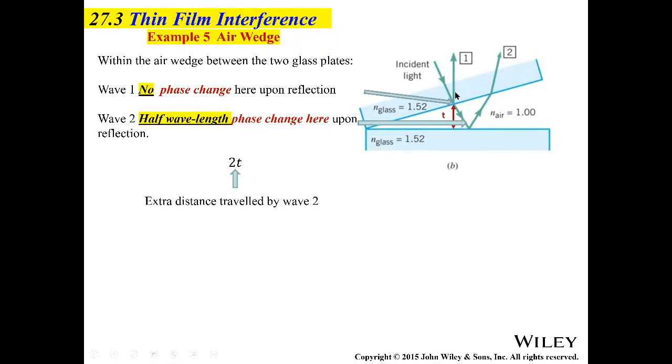Extra distance compared with wave 1, because wave 1 had to go through the upper glass plate, and wave 2 also had to go through the upper glass plate. So we don't need to figure out what the difference is. Let the engineers figure it out more precisely, but we just want to know approximately. Approximately, this path length is the same as this path length, and this path length and this path length and t are all roughly the same. So 2t is the extra distance traveled by wave 2.